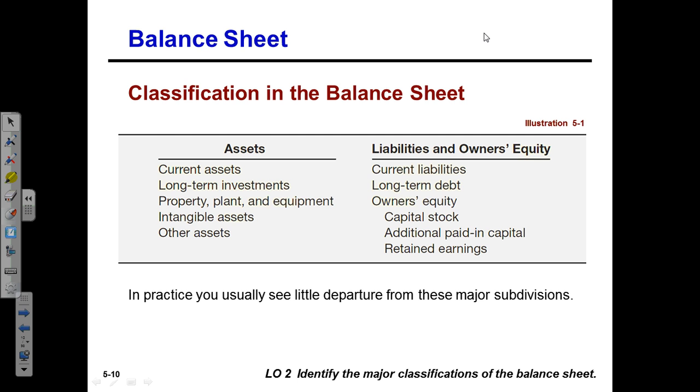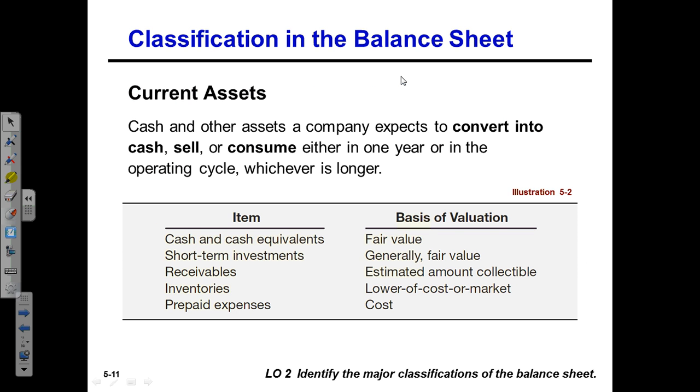Anyway, the classifications in the balance sheet. We know all these things, don't we? Let's look at a real balance sheet, maybe. Current assets, what? It's a year or less, we've always been saying, but really it's a year or an operating cycle, whichever is longer. What do they mean by that? Operating period could be longer than a year.